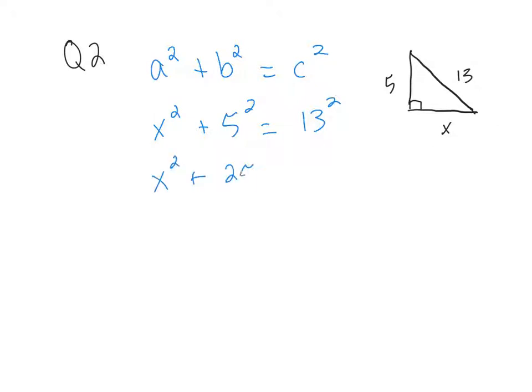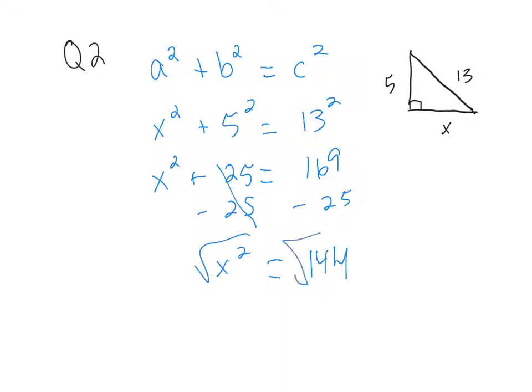5 times 5 is 25. 13 times 13 is 169. To solve for x, you have to get rid of the 25, so you do the opposite. You're going to subtract 25. 169 minus 25 is 144. Take the square root. Again, we're going to ignore the negative answer because it's a distance. The square root of 144 is then 12. This did not actually list any units of measurement, so we're just going to put 12 units.